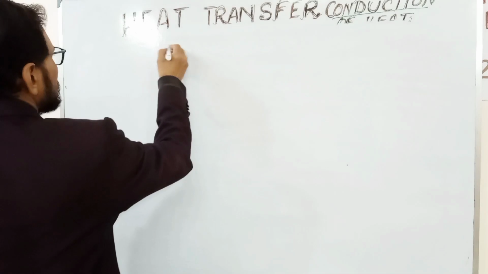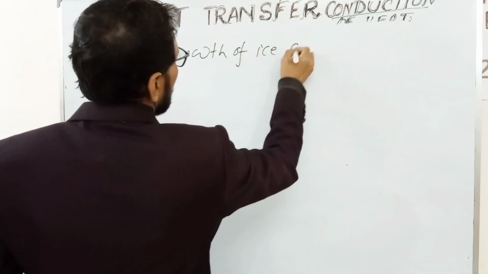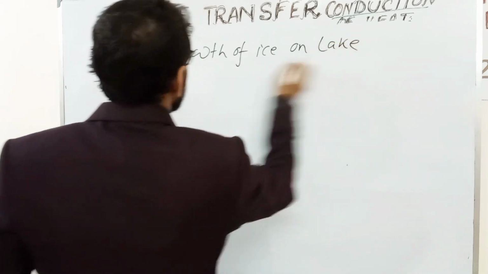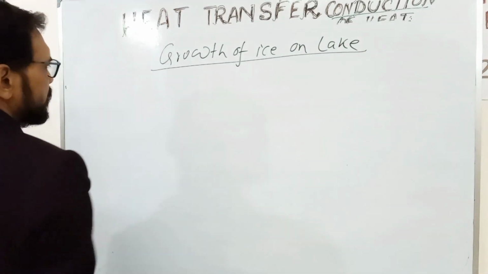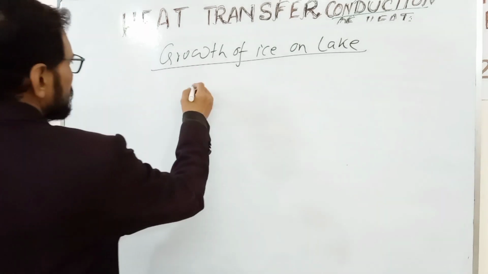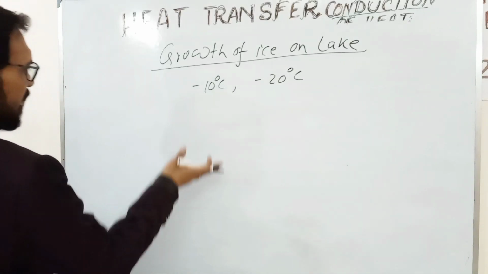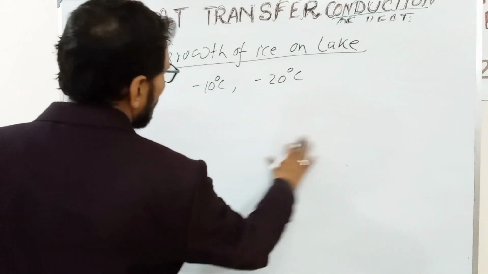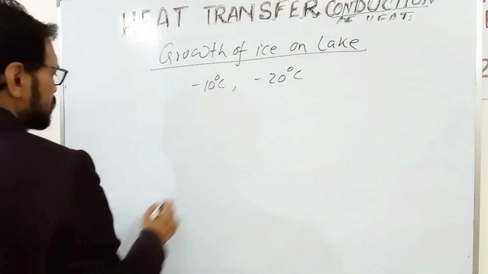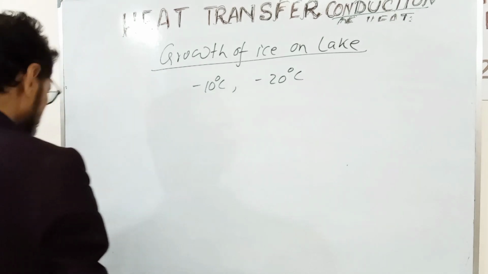Now next topic is growth of ice on lake. In cold country, in the lake where temperature is less than 0 degree centigrade, suppose minus 10 degree centigrade, or it may be minus 20 degree centigrade, there the ice is generally formed on the water of the lake. So how is ice formed in the lake?